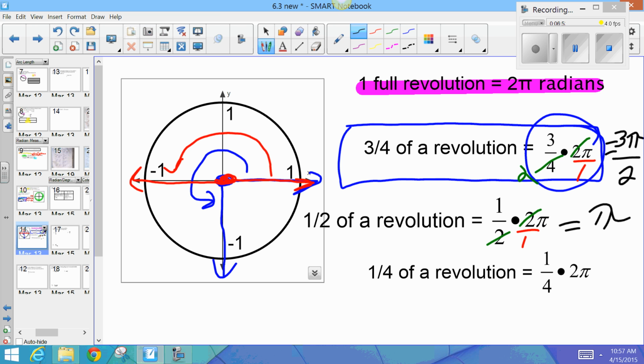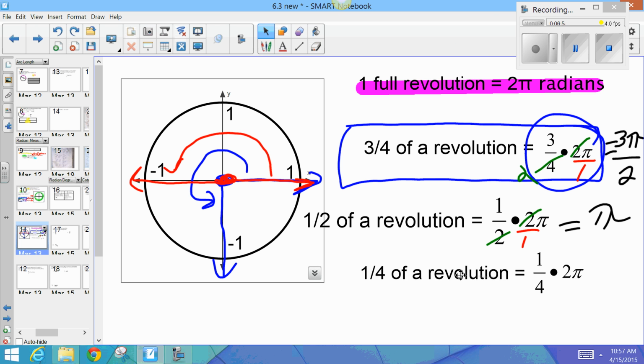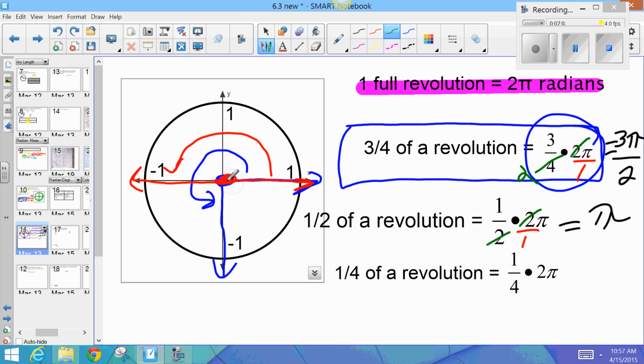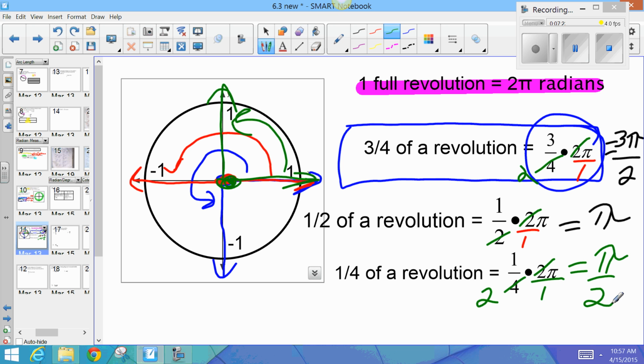All right, let's do 1/4 of a circle. Let's do this in green. Initial ray, terminal ray, that's 90 degrees. So let's get the number of radians. I'm going to take 2 out of top and bottom. So top times top, bottom times bottom, I've got pi over 2. So there's pi over 2 radians in 90 degrees, and there are pi over 2 radians in 1/4 of a circle.